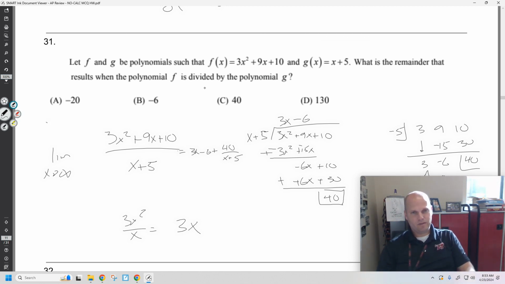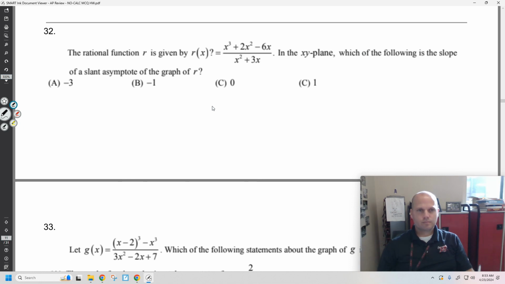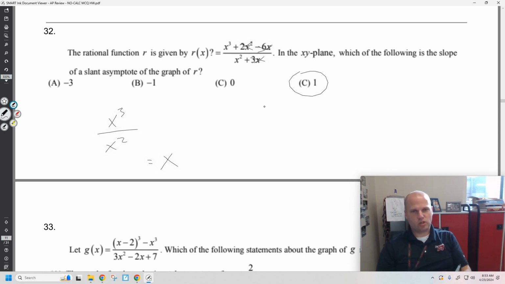The question was, what's the remainder? So, the slope of the slant asymptote. I kind of know the answer just by keeping this simple. The slope is going to be 1. If you take x cubed and divide it by x squared, you're going to get x, not 3x. Just the leading coefficients, the biggest degree terms, are really all I care about. I know it's 1. If you want to be sure, you can divide. But you don't have to do all of the work that I just did.